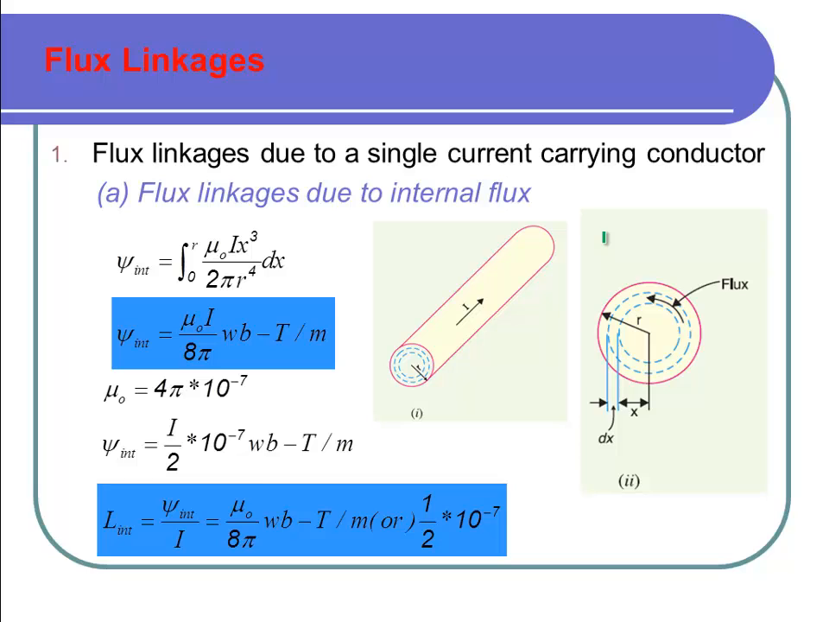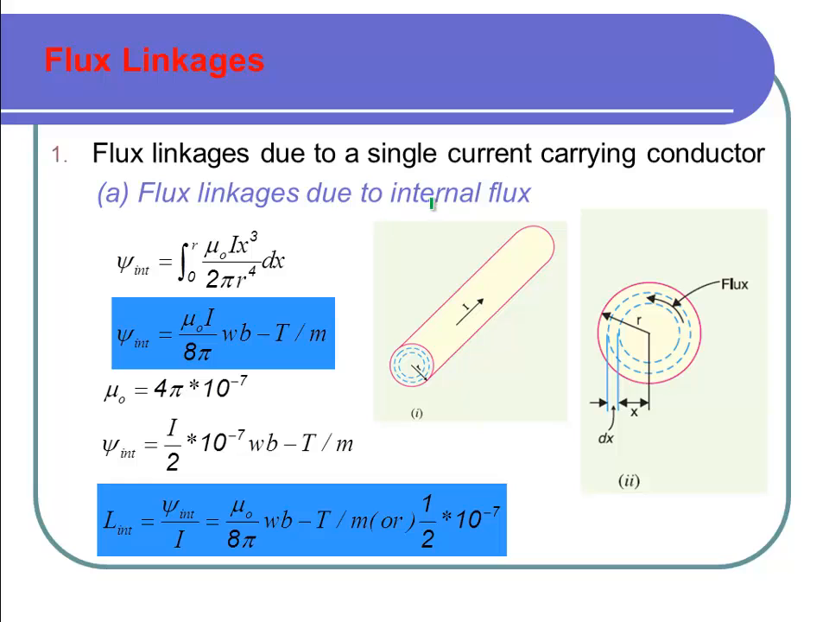So we can say that internal magnetic flux linkage as well as external magnetic flux linkage, we can split into two forms. One is internal magnetic flux linkage and the next one is external magnetic flux linkage. This internal magnetic flux linkage is from 0 to radius r, and external magnetic flux linkage we have to consider from r distance to infinity. Now we are going to see the flux linkage due to internal flux alone.